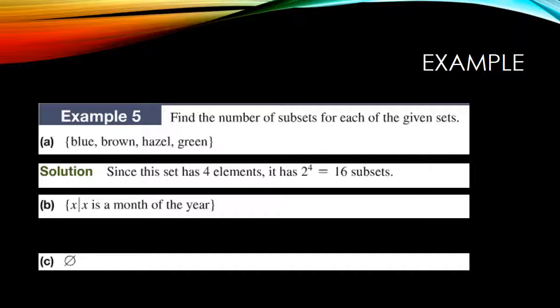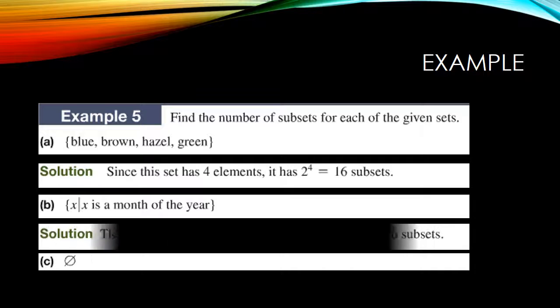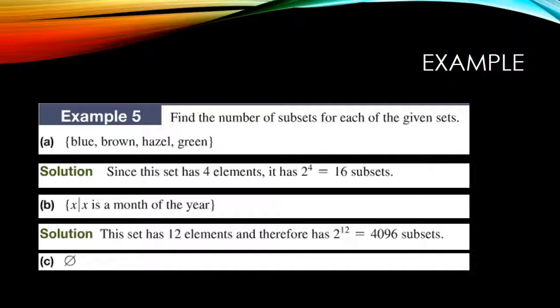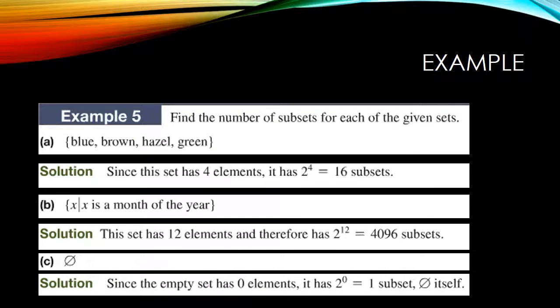Okay, we have 4 elements, 2 to the 4th, 16 subsets. Part B, all elements x such that x is a month of the year. There are 12 months in the year, so 2 to the 12th, 4,096 subsets. And part C is a little tricky. Since the empty set has 0 elements, it has 2 to the 0, or 1 subset, which is the empty set itself.